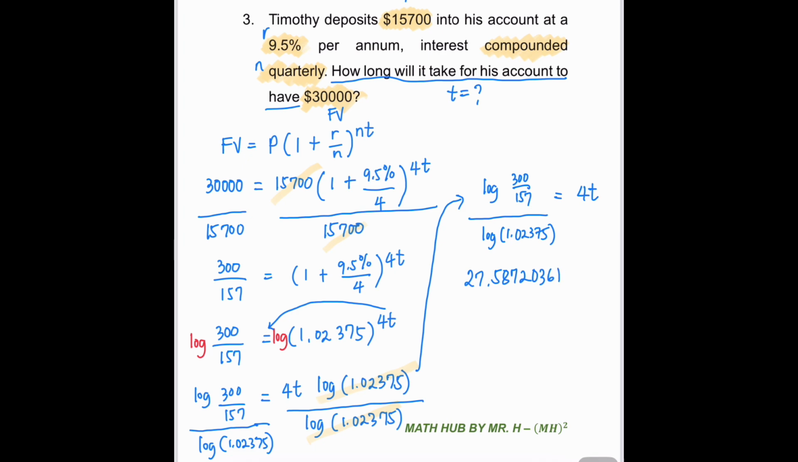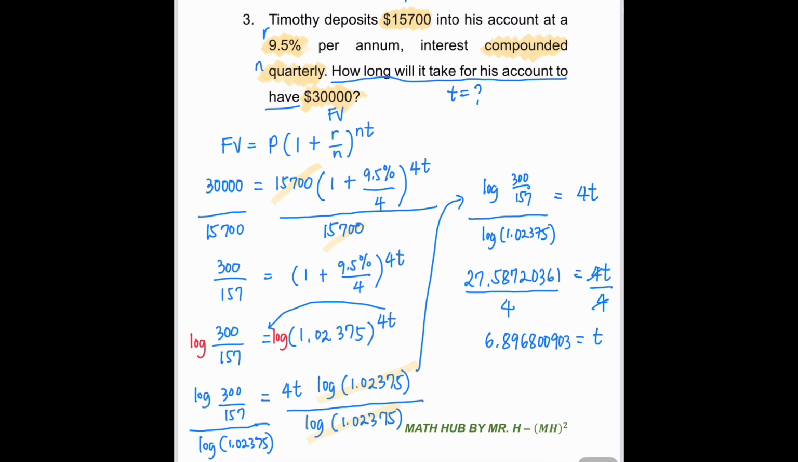If you do that, that is going to give you 27.58720361. So 27.58720361 will be equal to 4t. From here, it's clear that for us to find the value of t, we need to divide both sides by 4. So it's going to give us t. This whole thing divided by 4 is going to give us 6.8968000903. This is the actual answer.